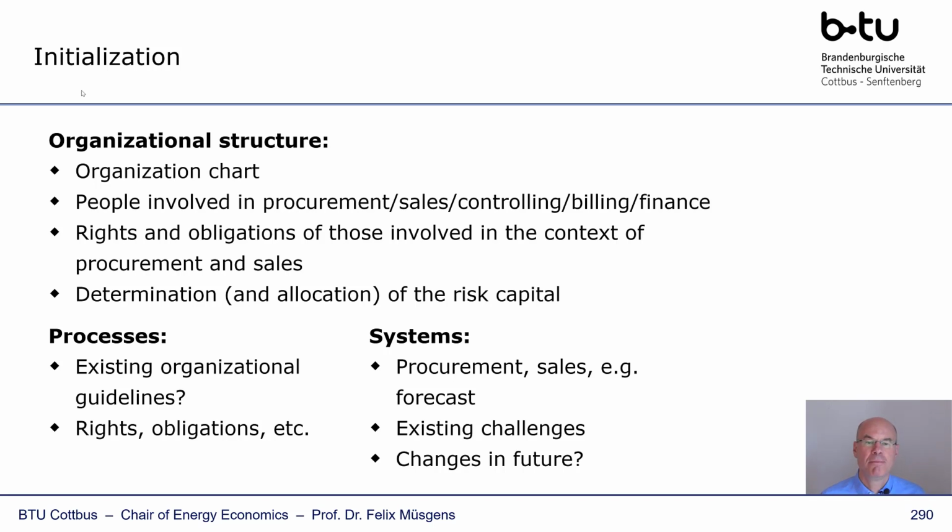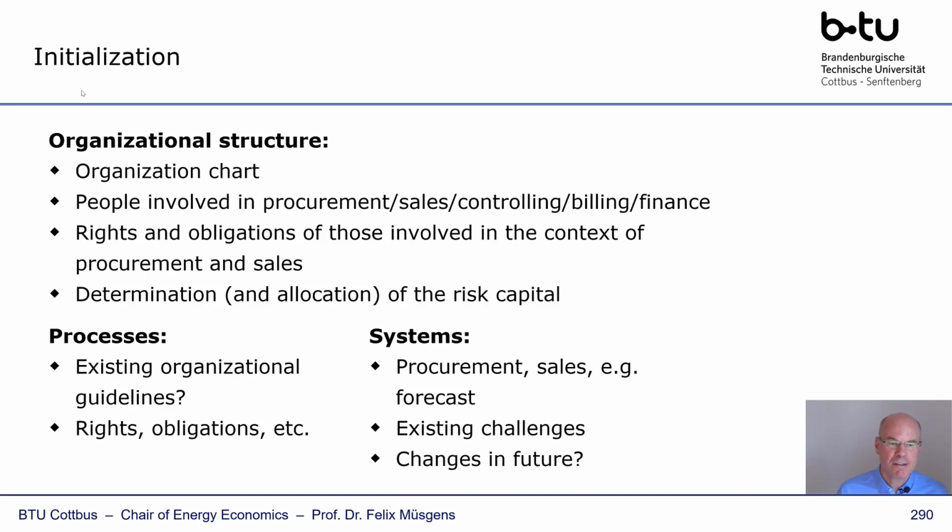Then you should look at the people involved in the risky areas. So procurement, sales, controlling, billing, finance, all these areas which are related to our open position in the end. Then you check the rights and obligations of those involved in the context of procurement and sales. Determination and allocation of the risk capital is the last thing you check. How is this done and allocated?